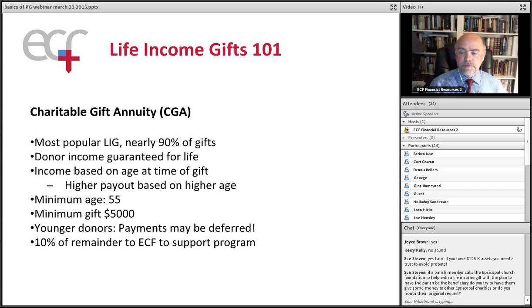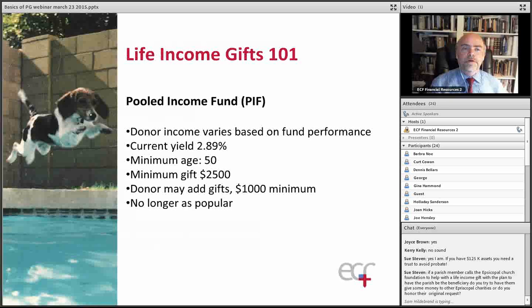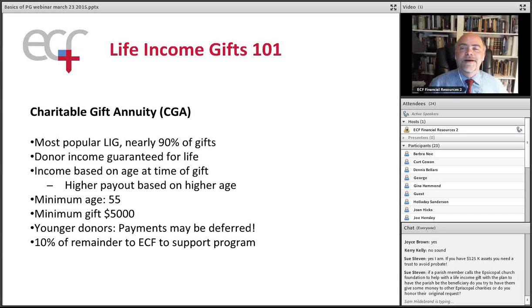Now, just a quick note, the pooled income fund, as you can tell, I like beagles, and unfortunately I can't have a beagle, but this beagle is jumping in the pool. And the charitable gift annuity, these gifts are more simple. They can only be funded with cash or appreciated marketable securities. They can only give income to one or two individuals, and they can only give their ultimate value when the income beneficiaries pass away to Episcopal entities, okay?